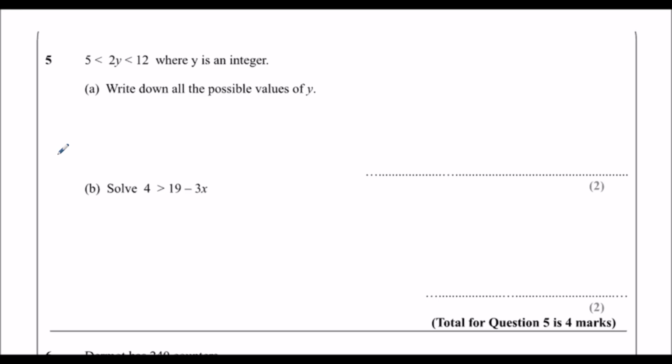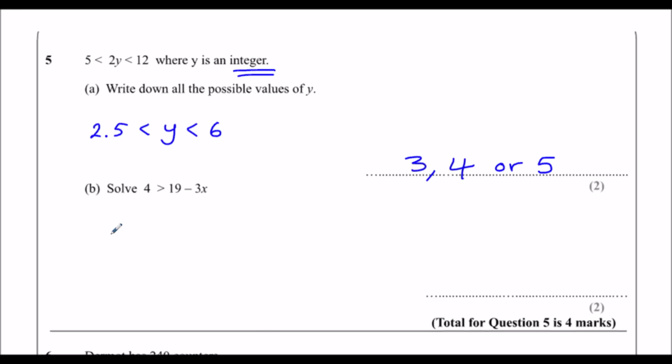Question 5. 2y is bigger than 5 and less than 12, where y is an integer. Write down all the possible values of y. So we've got 2y. It'd be easier if we halved it. So we'll half everything, half the whole inequality. So that gives us 2.5 is less than y, and y is less than 6. So it has to be an integer. That means a whole number, and it can't equal 6 because it's not a less than or equal to sign. It's just a less than. So it's got to be bigger than 2.5. So it can be 3, it can be 4, or it can be 5. It can't be 6 because it's less than 6.